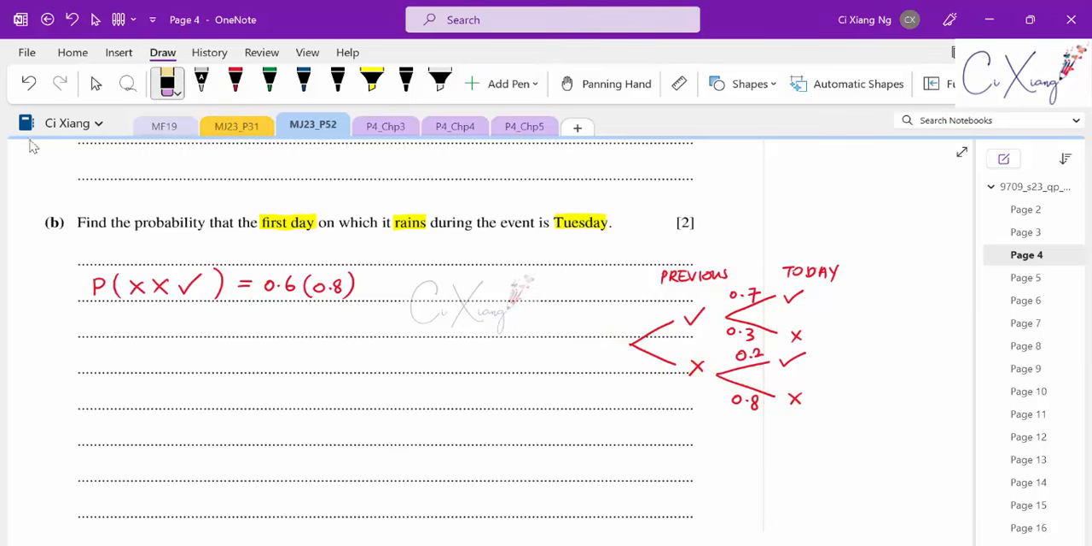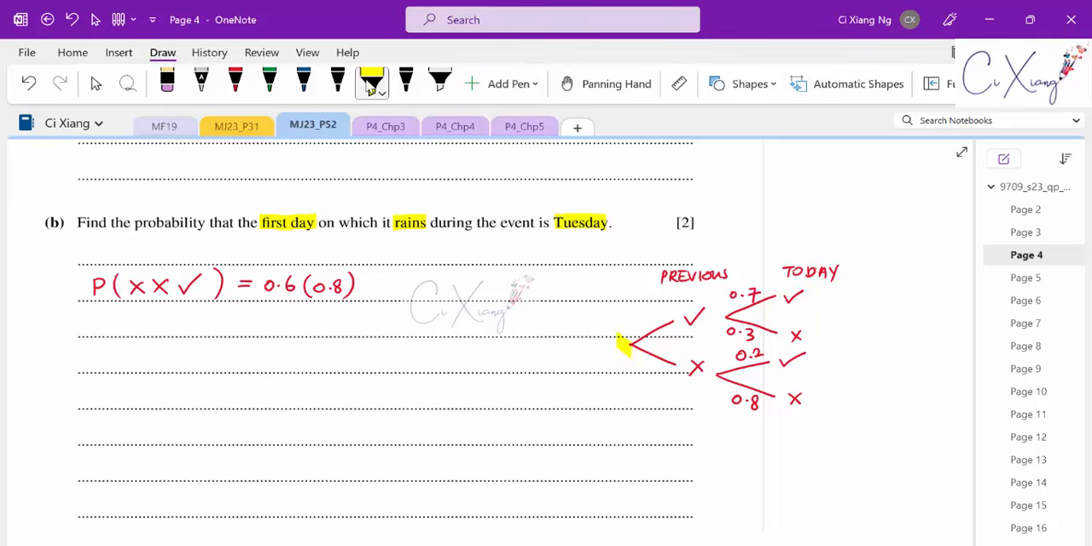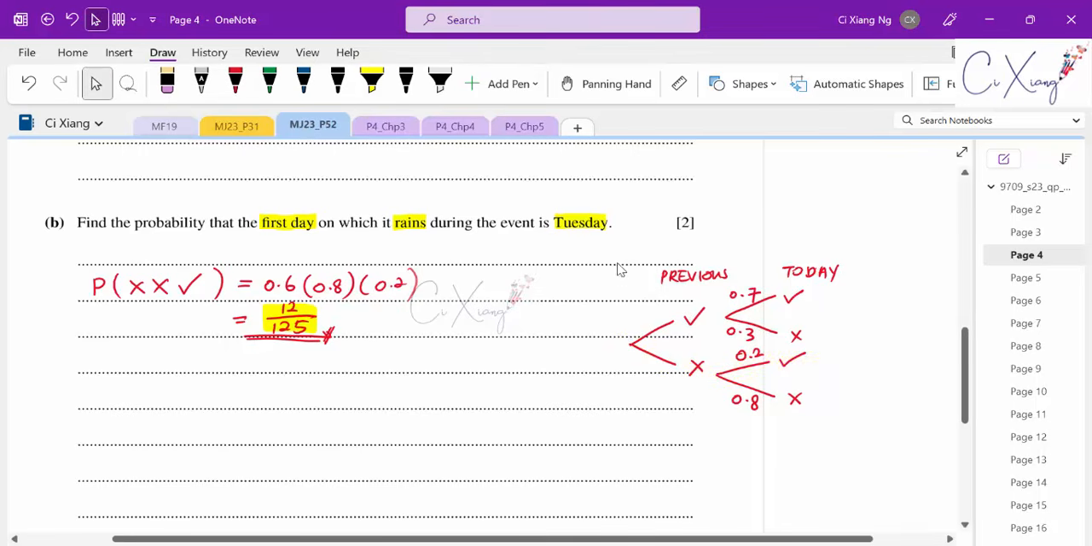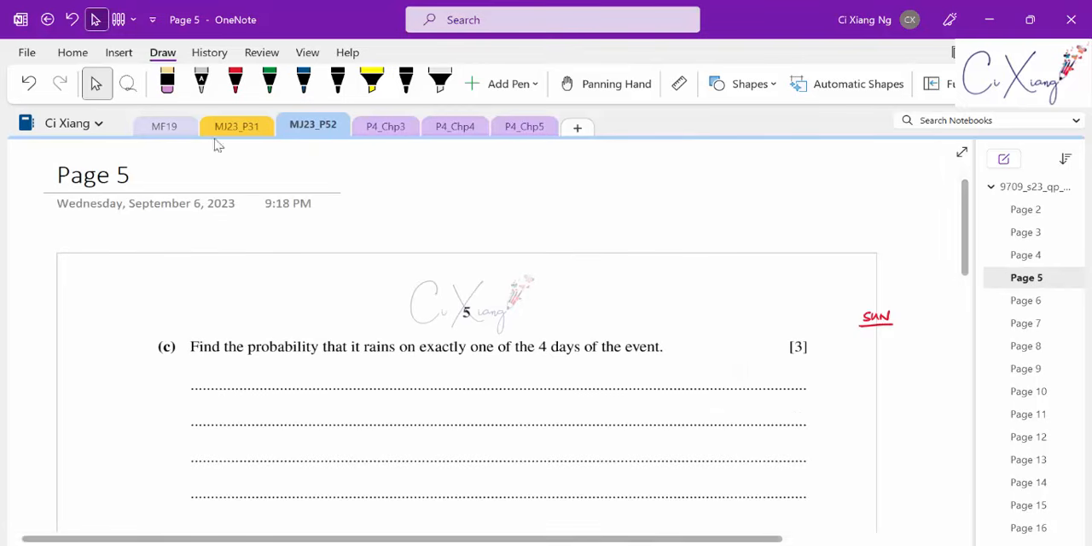Okay, then now I come to the third day. Previous day not raining, but today it rains. It will be this one, which is 0.2. All right, so if we try to calculate the probability, it should be 12 over 125. Yeah, right. Then now let's proceed to the third part. Before we go to part C, I need to copy this diagram first. So we go to part number C.